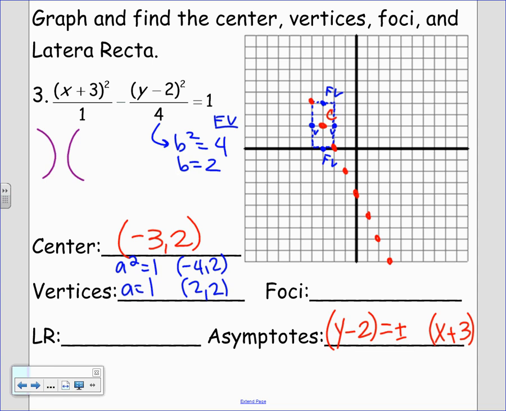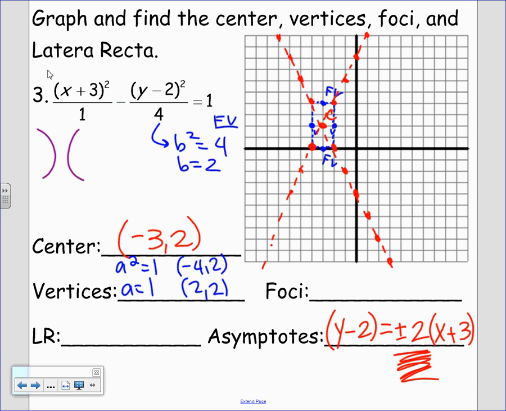I can keep going. I can even go up 2, back 1. But there's one asymptote. My other asymptote, if I go the other direction, is going up 2 over 1, up 2 over 1, up 2 over 1. So as a result, my slopes on my asymptotes are plus and minus 2. You're kind of putting that right down here.